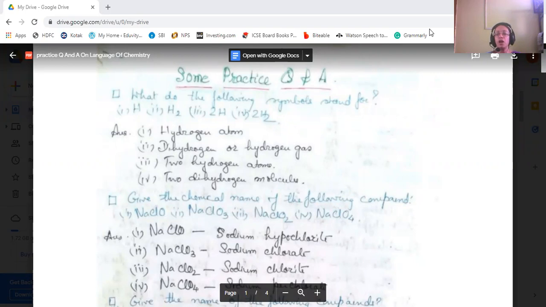Today, on the Language of Chemistry chapter according to the ICSE syllabus.